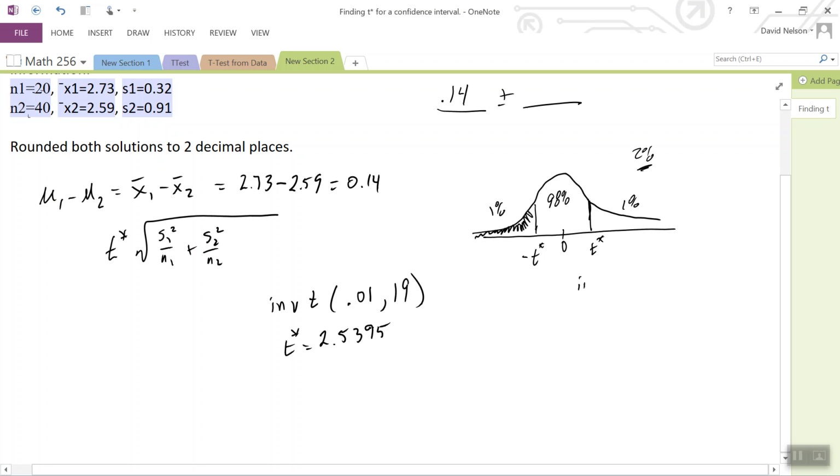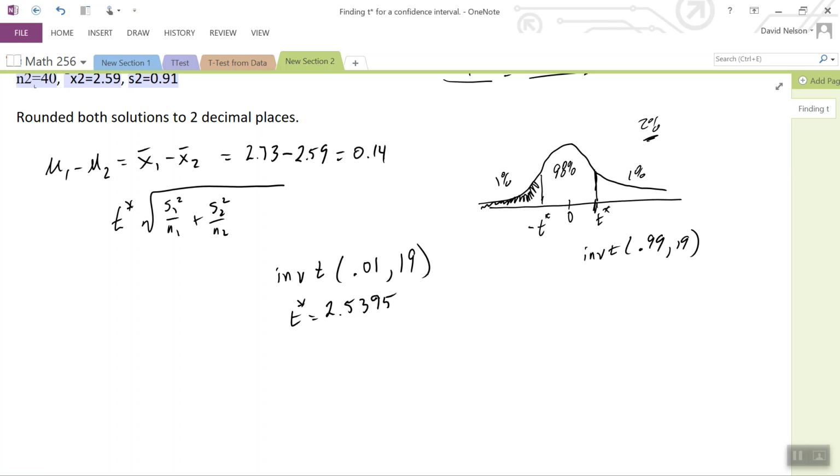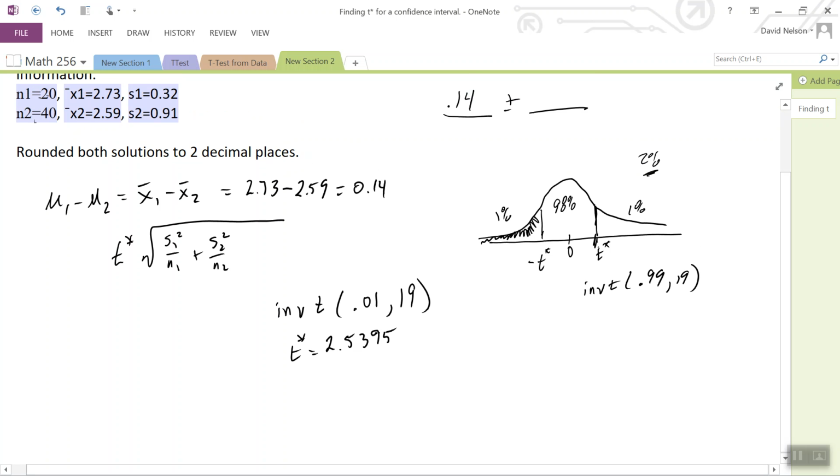If you want to see the positive one, you could do inverse t of 0.99. The area to the left of this positive t value is 0.99, and it will turn out to be the positive value, 2.5395. But I've got the plus or minus in my equation, so I just take the positive one. You've got the plus for this side and the minus for that side. That's what I want to plug into my formula.